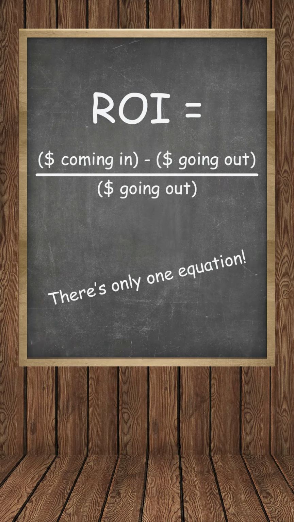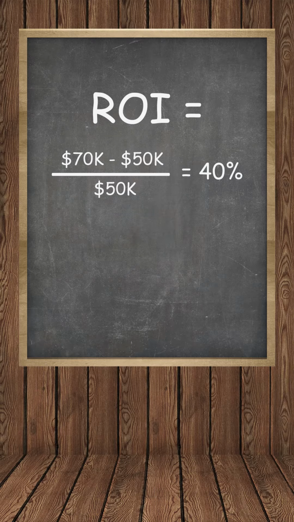If you are bringing in $70,000 and you're spending $50,000, 70 minus 50 is 20. Over, remember, 50 is what it costs you for everything, including PPC. Good. You've got a 40% ROI. Easy.